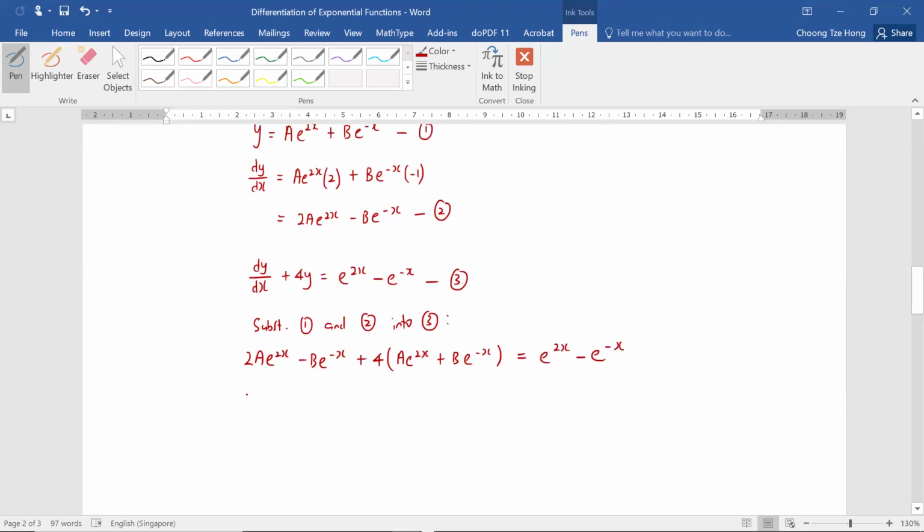From here you can clearly see that you're going to end up with just two types of term, the e to the power of 2x term and the e to the power of negative x term. And indeed, we can do the comparison already. Let's group all the e to the power of 2x terms together. So 2a e to the power of 2x plus 4a e to the power of 2x gives you 6a e to the power of 2x. Then let's group the e to the power of negative x terms together: minus b plus 4b gives us plus 3b.